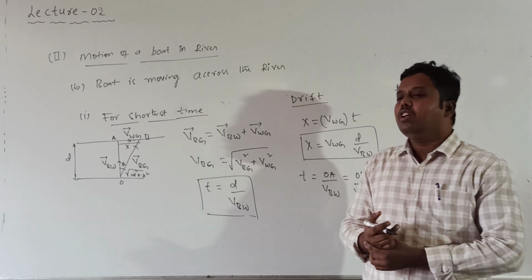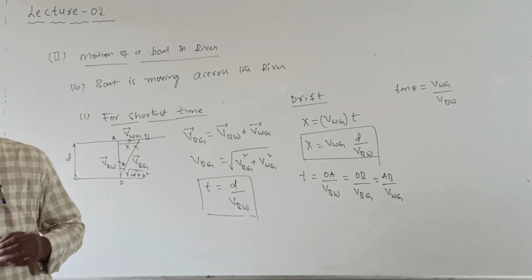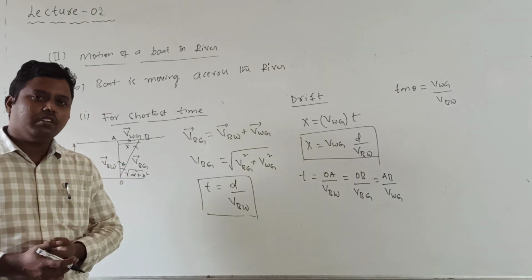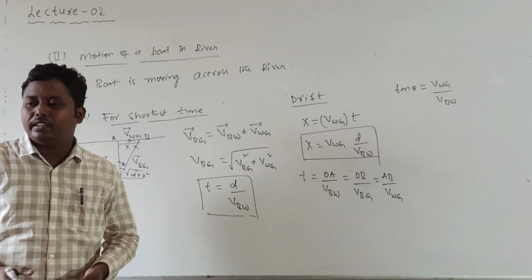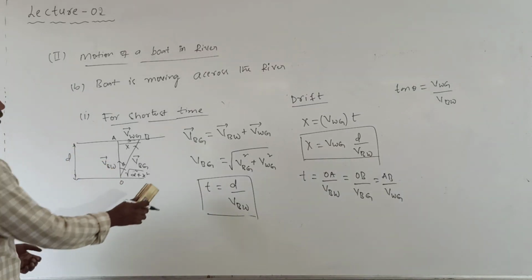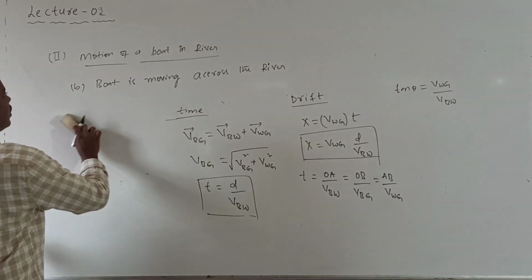So this is how to calculate crossing the river in two cases. The first case is along the line of river flow. The second case is across the river. So two cases we calculate. Okay? The next one, based on this relative velocity, one more concept to discuss.